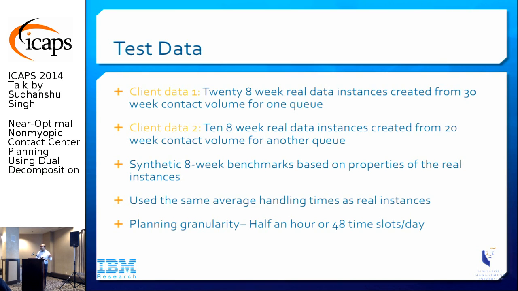And in our case, the planning granularity was 30 minutes. So each day was divided into 48 30-minute intervals, and each week is divided into 336 of these intervals.